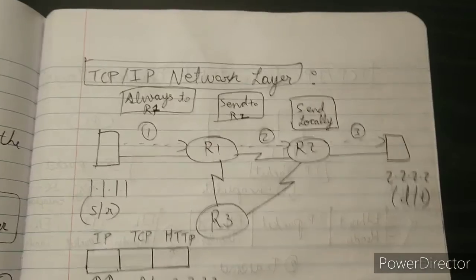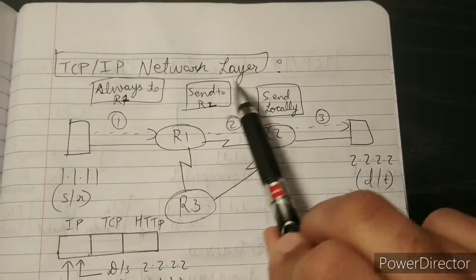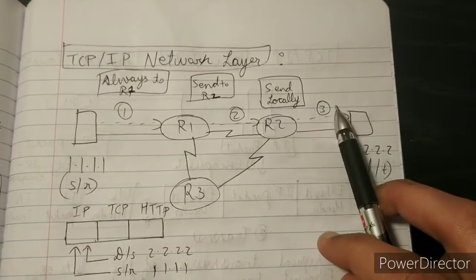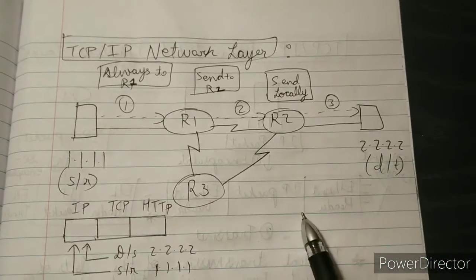So the next layer which we are going to learn is the TCP/IP network layer. For learning the network layer, we'll take the following example.